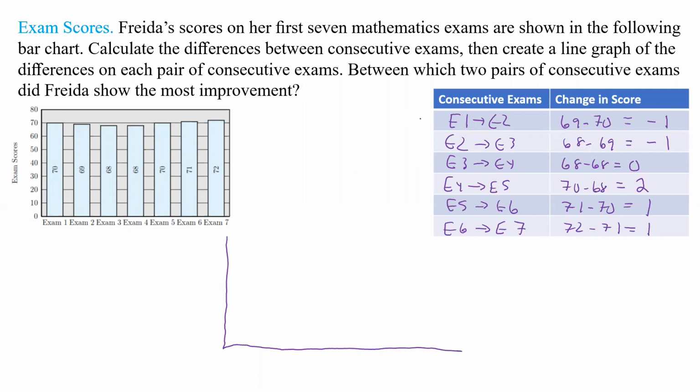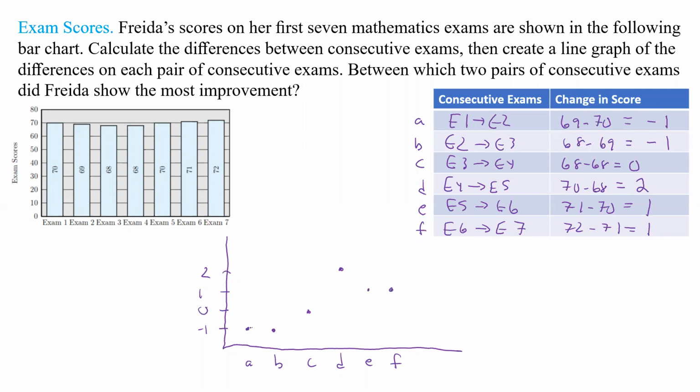And so now we'll call these A, B, C, D, E, F, that way I can label easily on here. It looks like negative 1 is the lowest and 2 is the highest. So if we set negative 1, 0, 1, 2, now we can say, what is A? Well, A was negative 1. B was negative 1. C was 0. D was 2. And E and F are both 1.